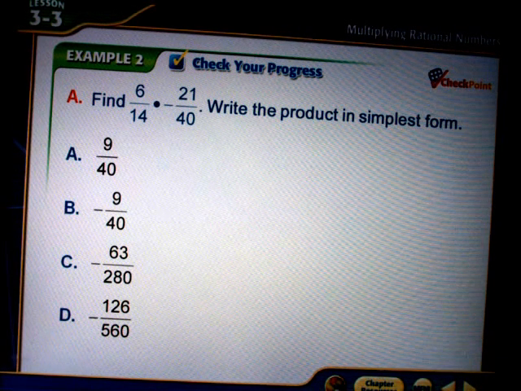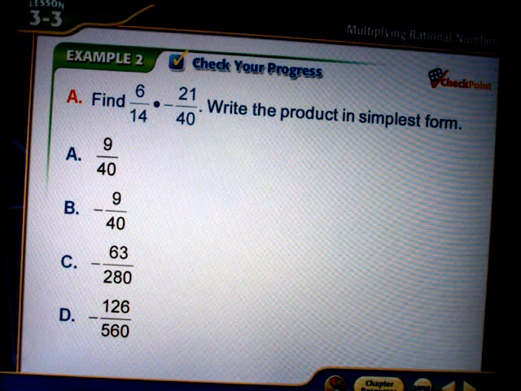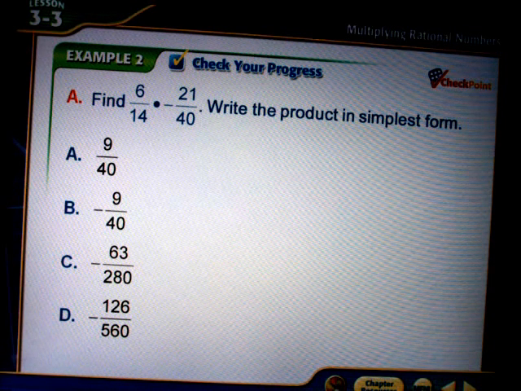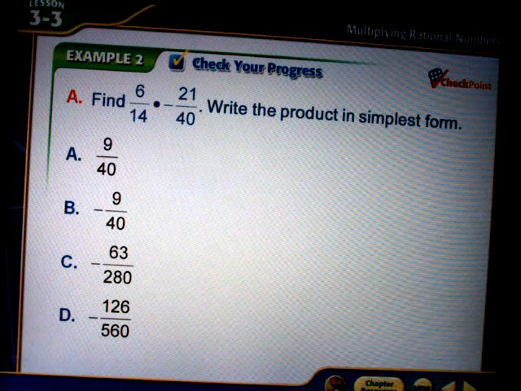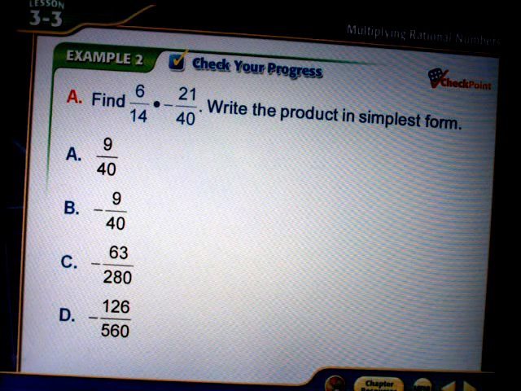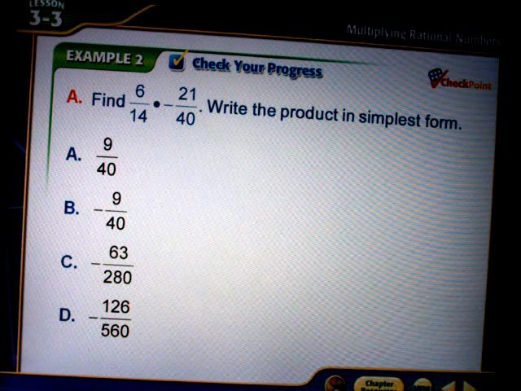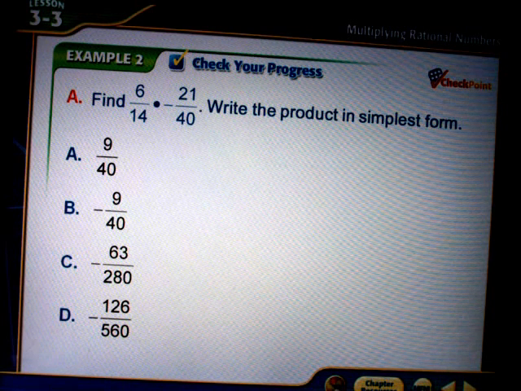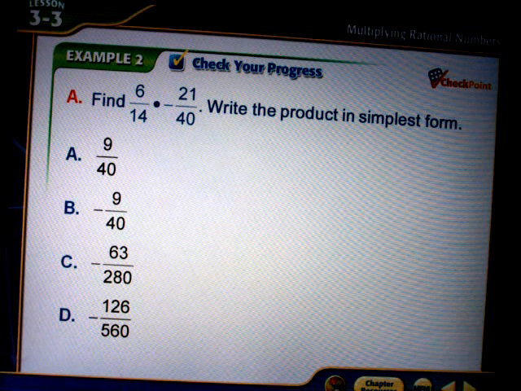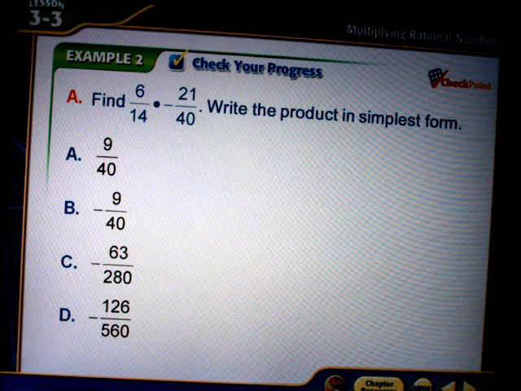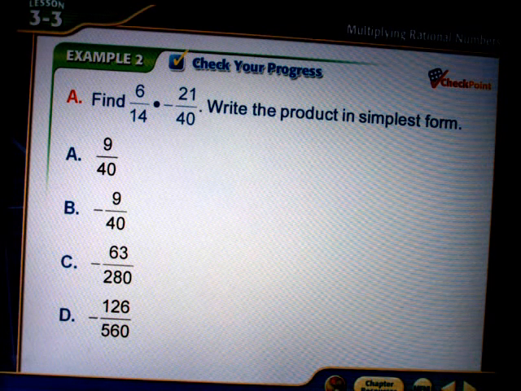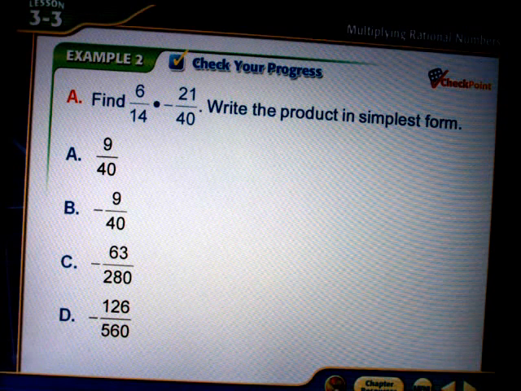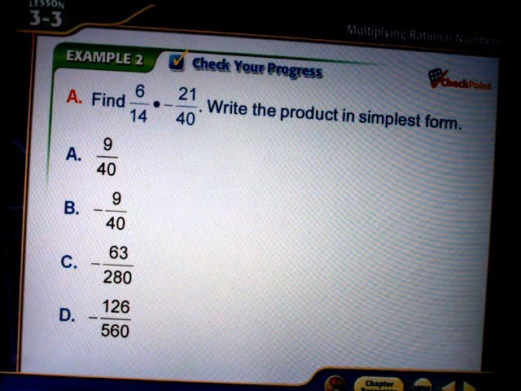So now we're going to find 6/14 times a negative 21/40. And then we're going to write the product in simplest form. Now your calculator is not going to help you in the sense that it's not going to give you a fraction answer. These answers need to be in fractions, not in decimal form. So is the answer A, 9/40, B, negative 9/40, C, negative 63/280, or D, negative 126/560?